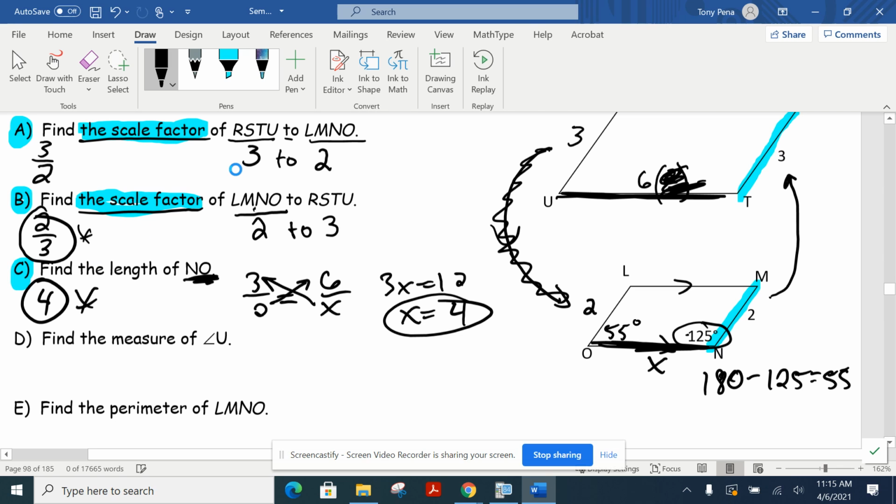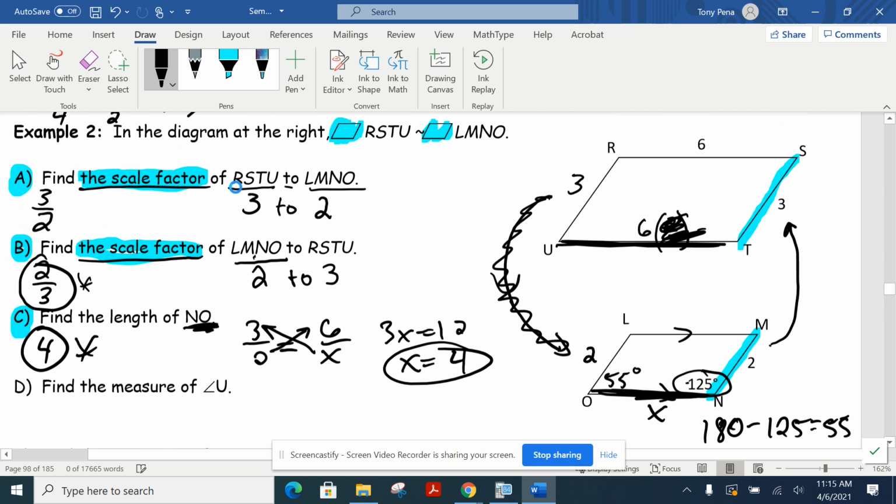The reason we want to know that angle is because if you go up to angle U, the one that it's asking about, those are corresponding angles, must also be 55. Angles are congruent. So that's 55.